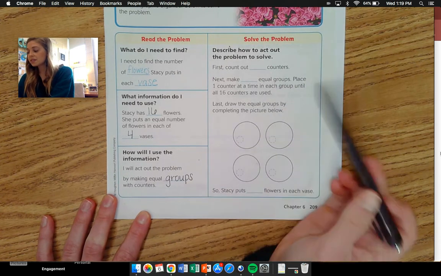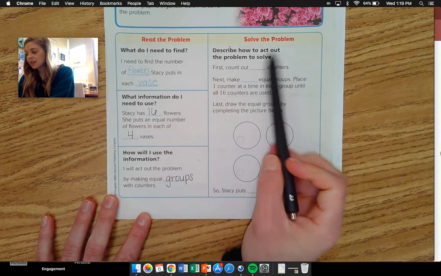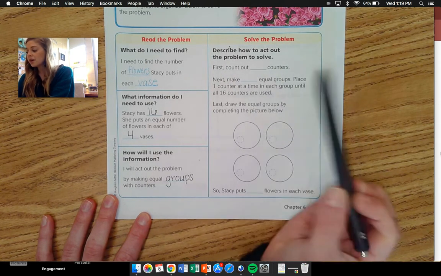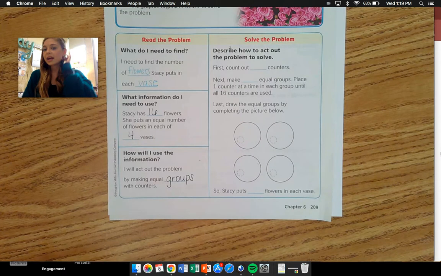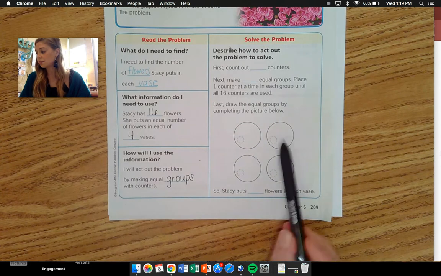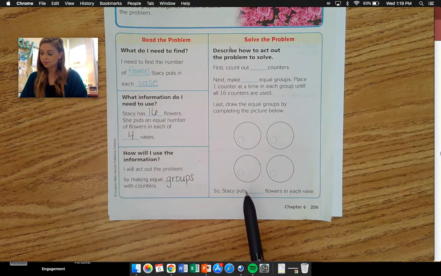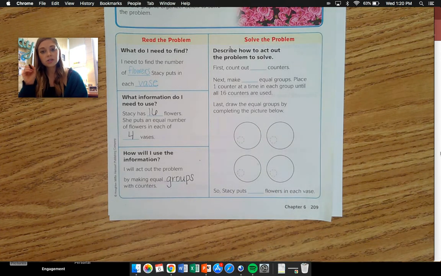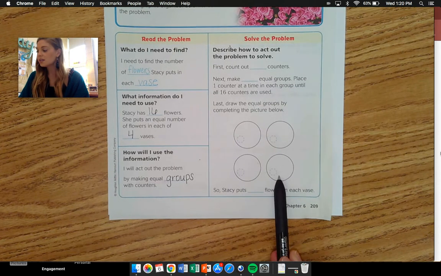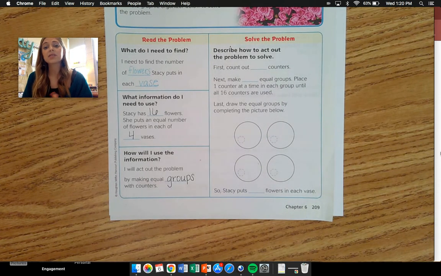So the next step is to solve the problem. Describe how to act out the problem or solve. So first, count out blank counters. So what we're going to do is not count out any counters because you don't have counters at your house. We're going to just draw counters or little circles or even X's, and we're going to put them in the equal groups. So we are going to be making a counter or like a circle in each group until we get to 16, because there's 16 flowers in total, okay?